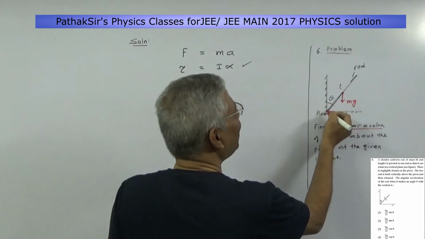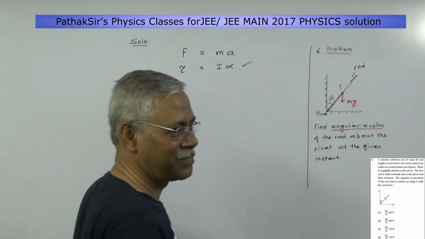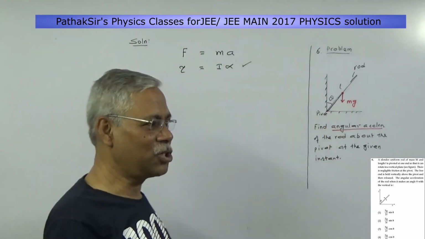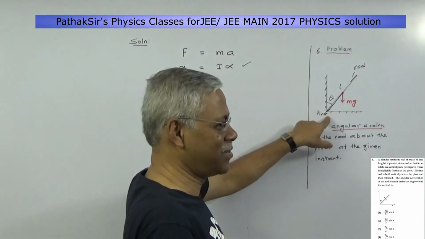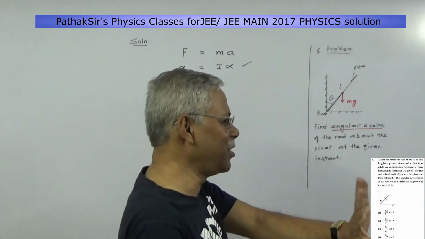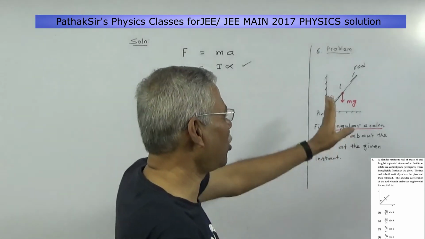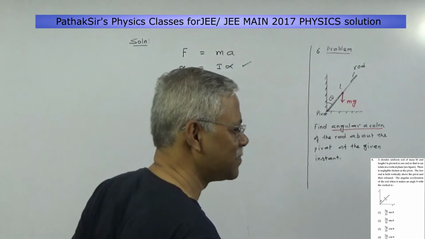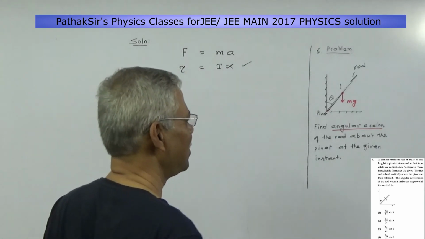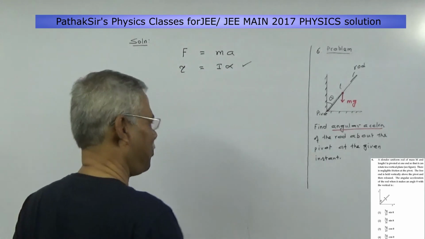So what is the torque of mg about this point? Torque of mg about this point. There should be no confusion about the perpendicular distance. Torque of mg about this point is mg into L sin theta by 2.